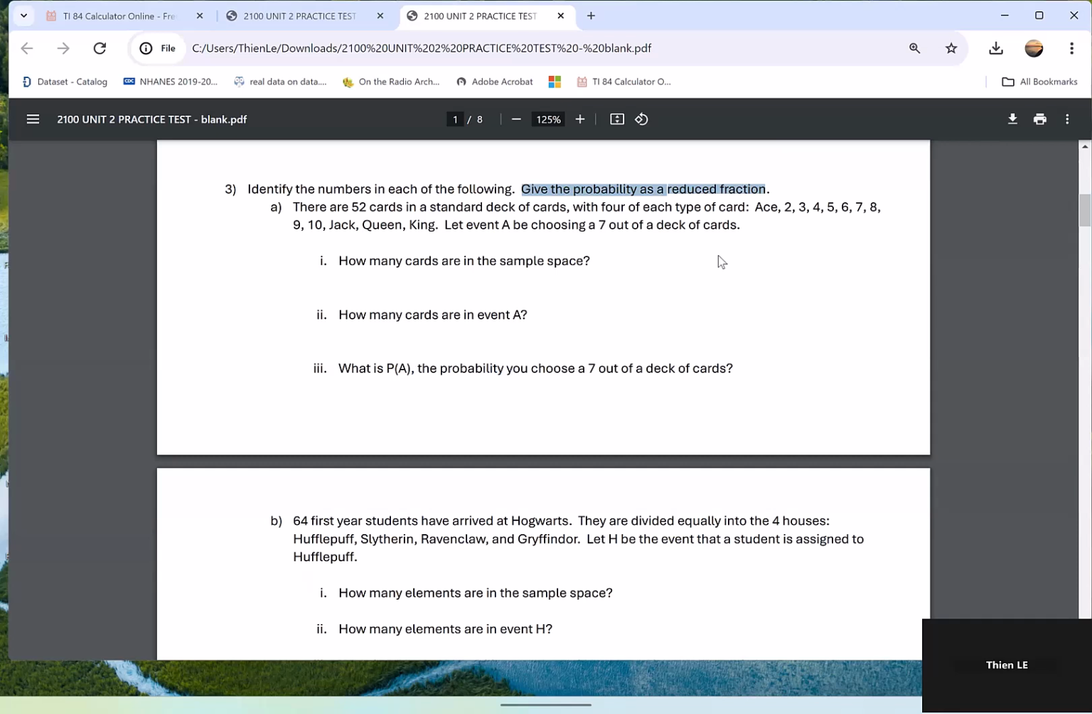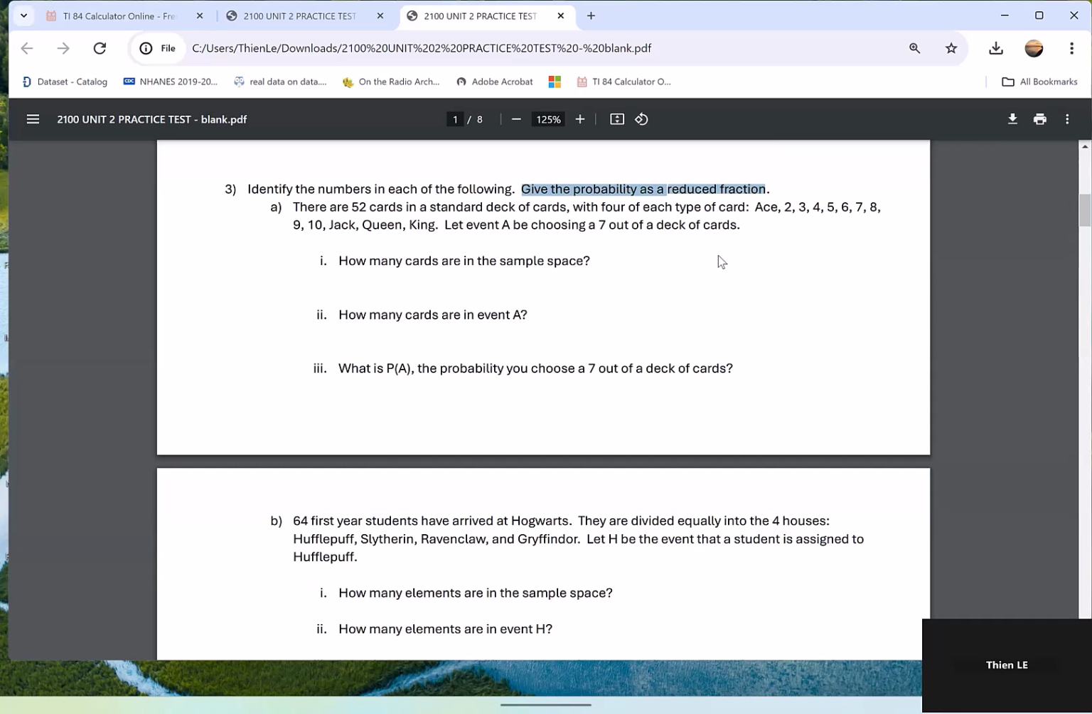So the first question, how many cards are in the sample space? Which in this case is just 52, right? The standard deck. How many cards are in event A? So event A is just a card number seven, right? So you can get a seven of clubs, spades, diamonds, and hearts, right? So you have four.